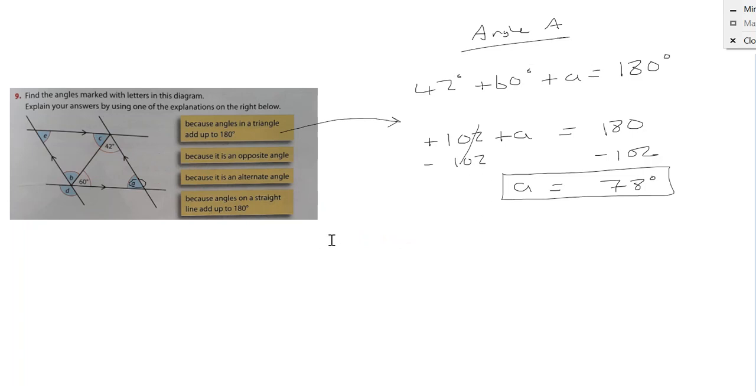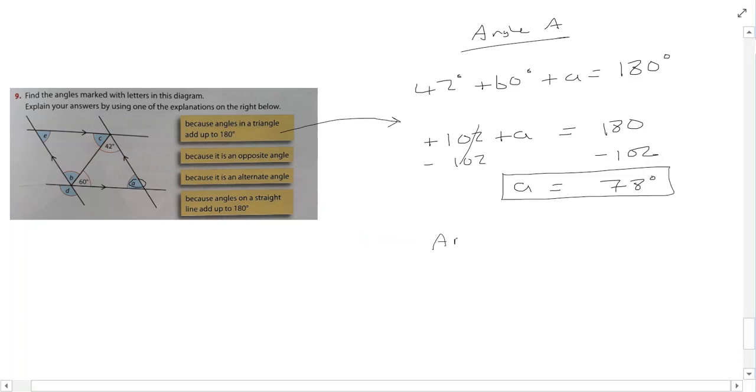So the angle B is equal to 42 degrees. And the reason it's 42 degrees is because these are what are known as alternate angles. So B is 42 degrees. What else can we look at then?